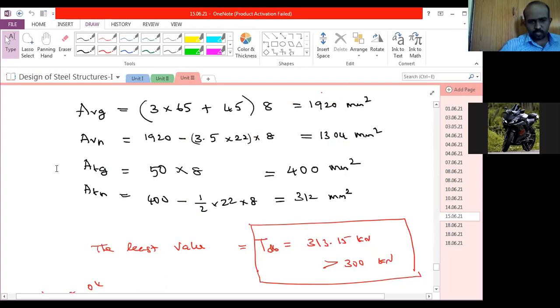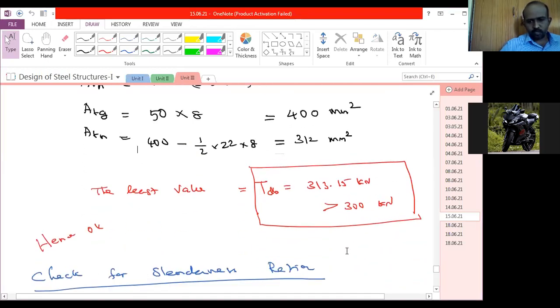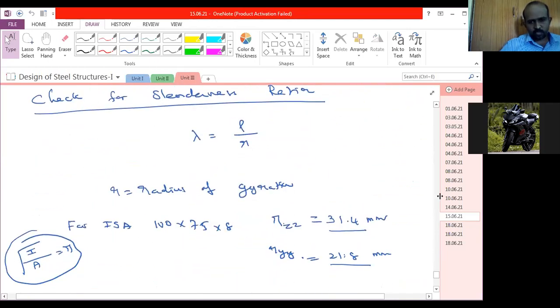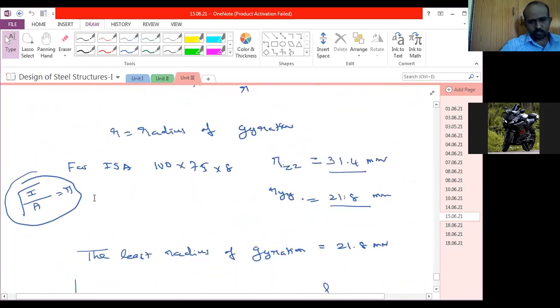Please keep on practicing so you understand how to calculate these areas, the net areas. I hope you are clear about these calculations, AVG, AVN, ATG, and ATN, and the various area calculations. The least value will be 313.15, which is also greater than 300. Finally, this part is not available in the book, as well as what we did.